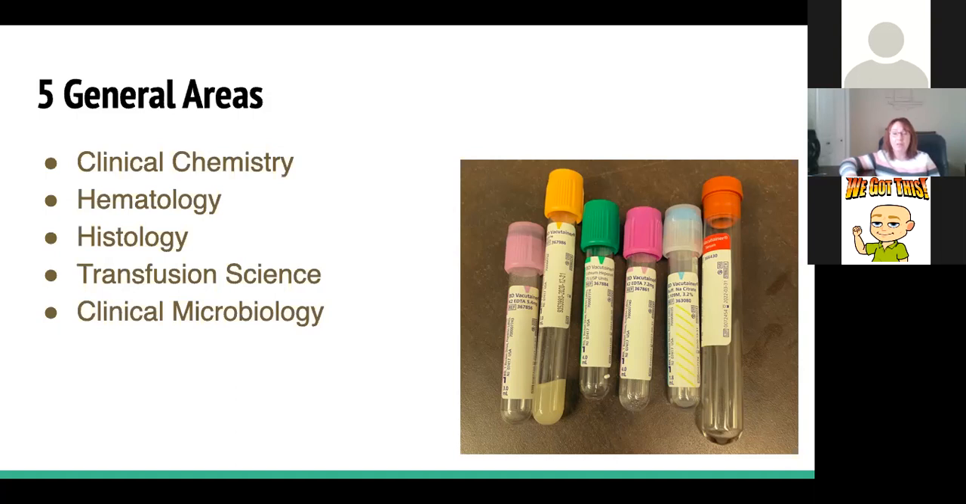You can see on the slide, there's a picture of a few tubes of blood. You can see they have different colored caps. For different tests that are ordered, they require different preservatives and different ways to keep them until they're put onto analyzers. So that's why there'll be different colors of tubes. And we'll talk a little bit more about that later.